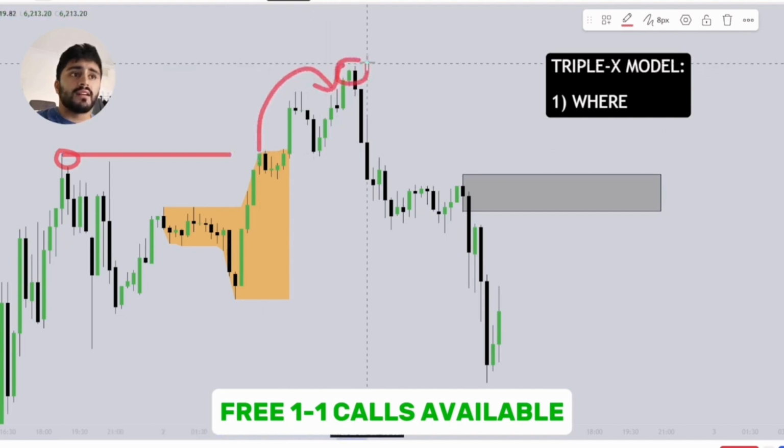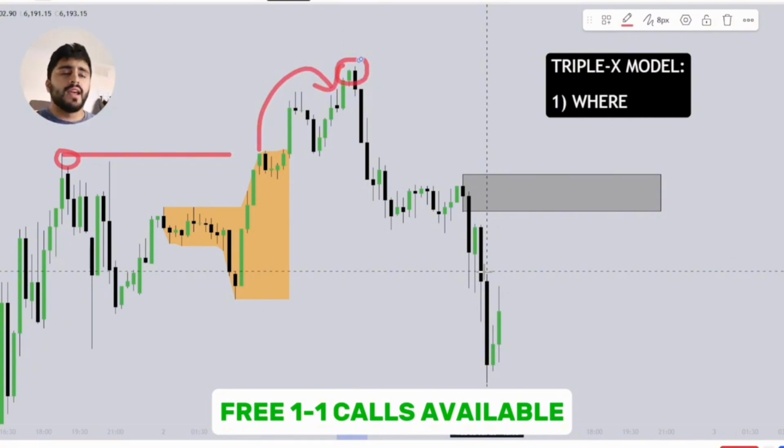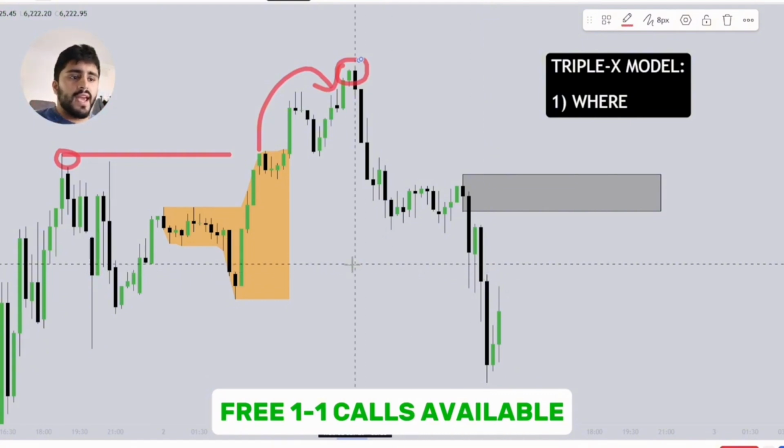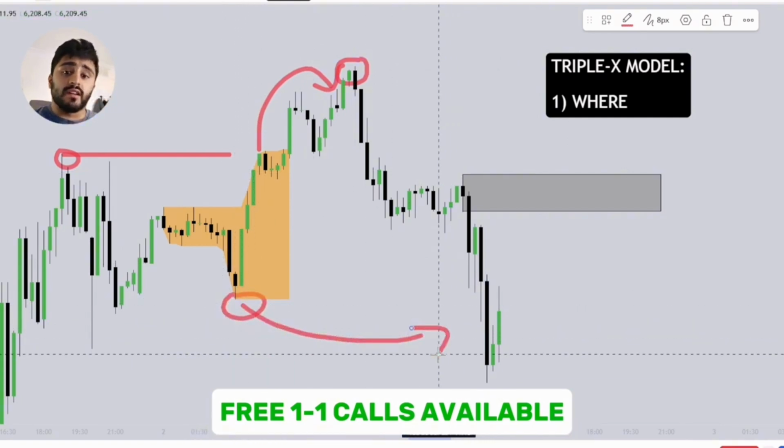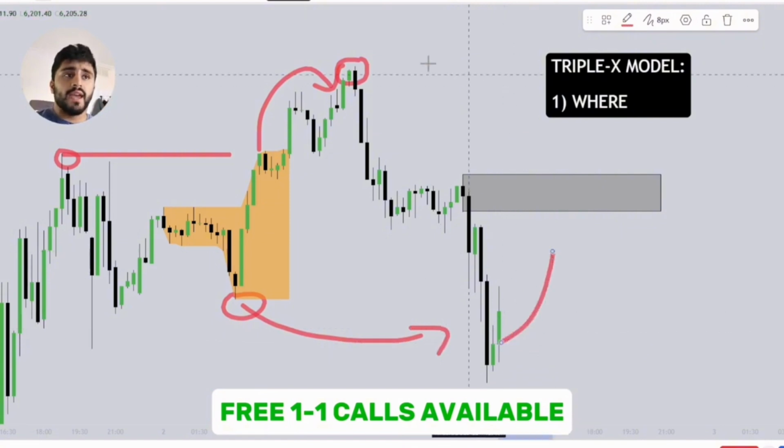This is what we call buy-side manipulation. We have taken out liquidity to the upside. We've taken out buy-side liquidity early in the London session. I believe this was 8 a.m. UK time, so 3 a.m. EST. Now we take out the Asian low. So we take out the Asian high, then we take out the Asian low before heading higher.